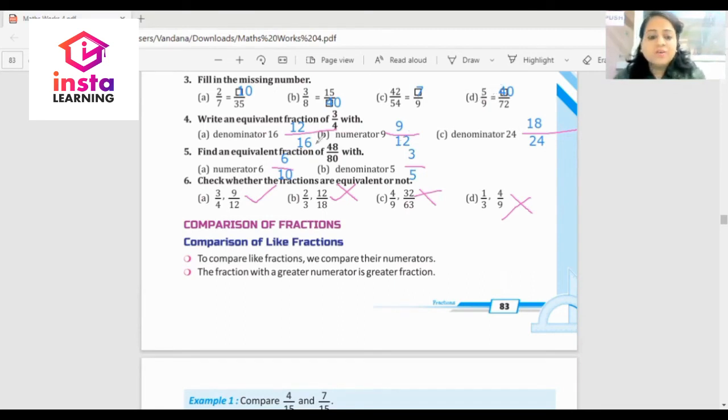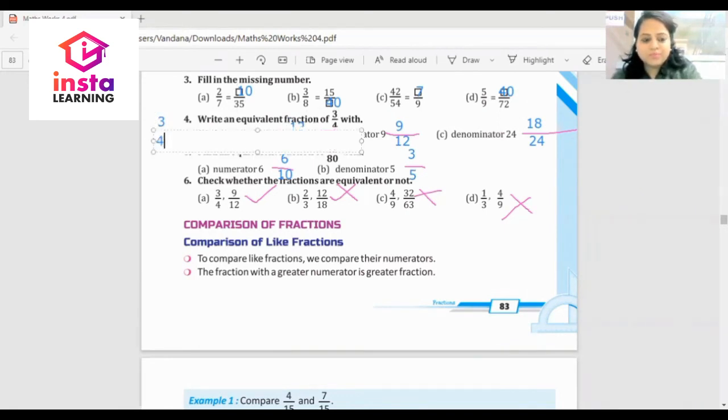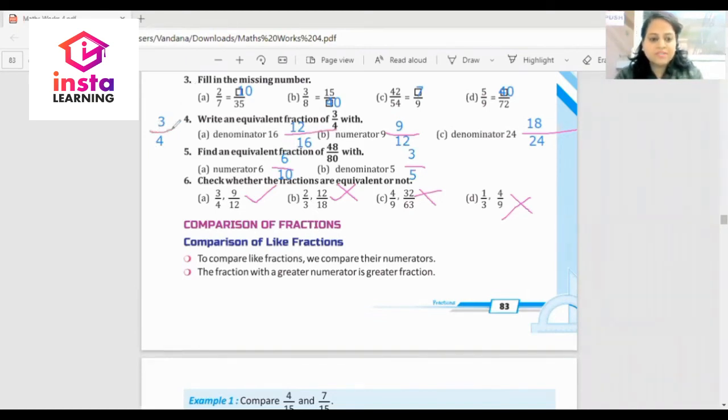Okay. Now write an equivalent fraction of 3 upon 4 with denominator 16. So students, if denominator is 16, by multiplying 4 number, 3 upon 4. So you have to write here 3 upon 4. Okay. So write here number 3 upon 4. And what you have to do? You have to do the multiplication of what number? You have to do the multiplication of here 4 number. Okay.